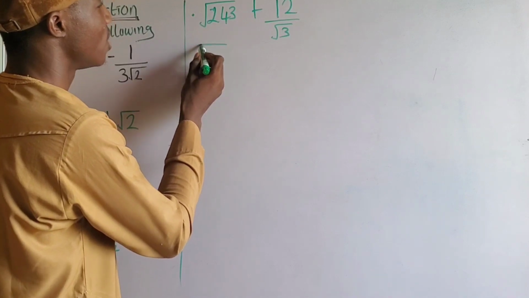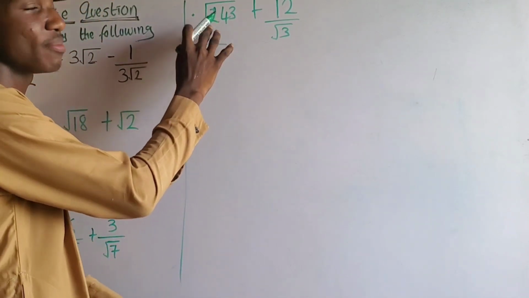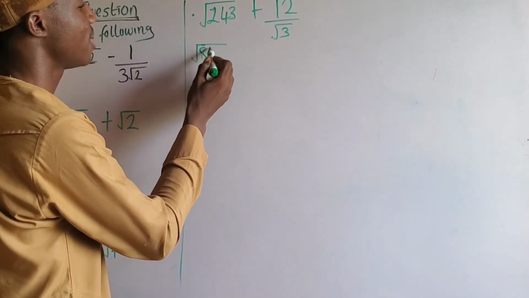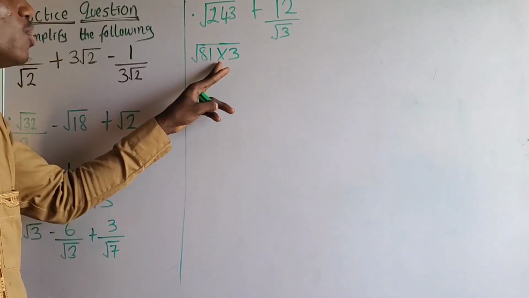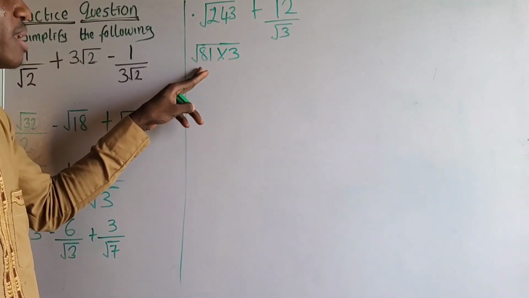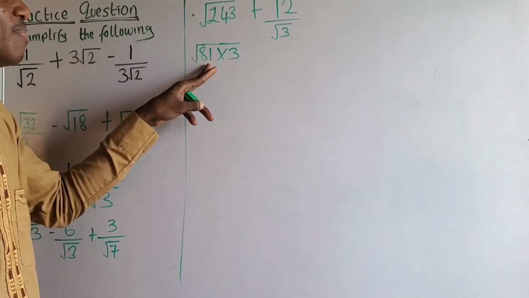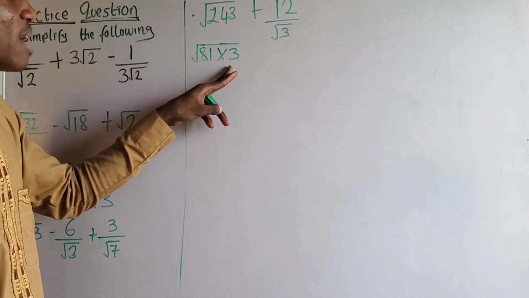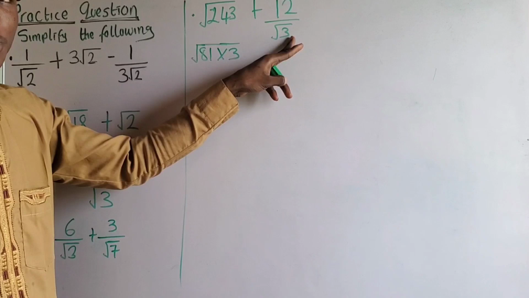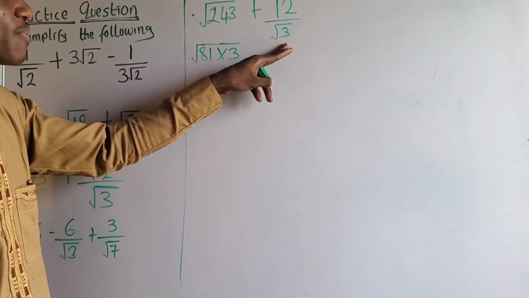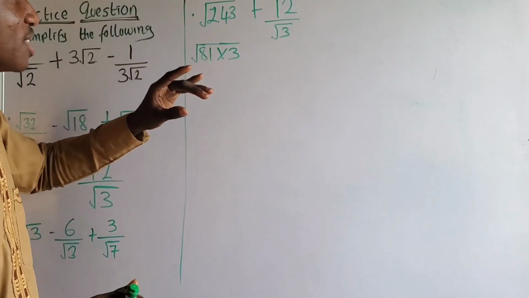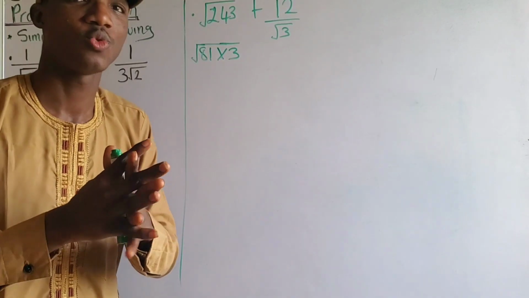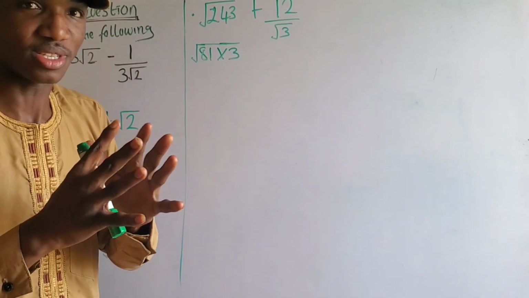So, root 243 can be written as what? Root 81 multiplied by 3. Do you know why I multiply by 3? The reason is because I have root 3 here. This is the simplest surd in this expression. Are you getting it? Listen to me. Anytime you are dealing with surd questions, listen.